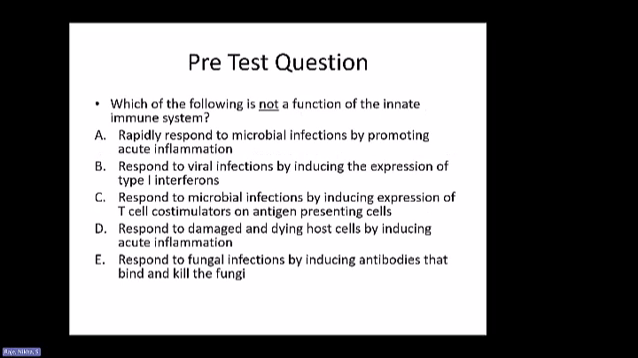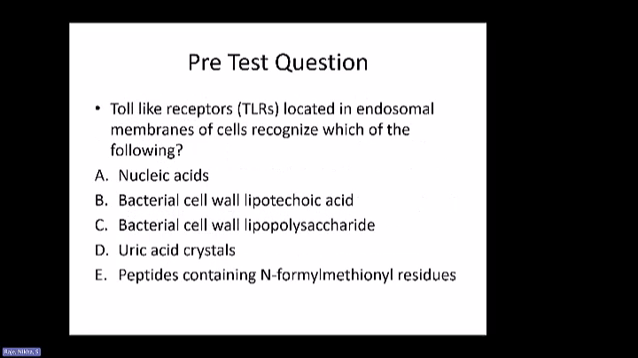Couple of pre-test questions here. Which of the following is not a function of the innate immune system? I'll let you go through that and then we'll come back to these questions at the end of the chapter. Toll-like receptors located in endosomal membranes of cells recognize which of the following?